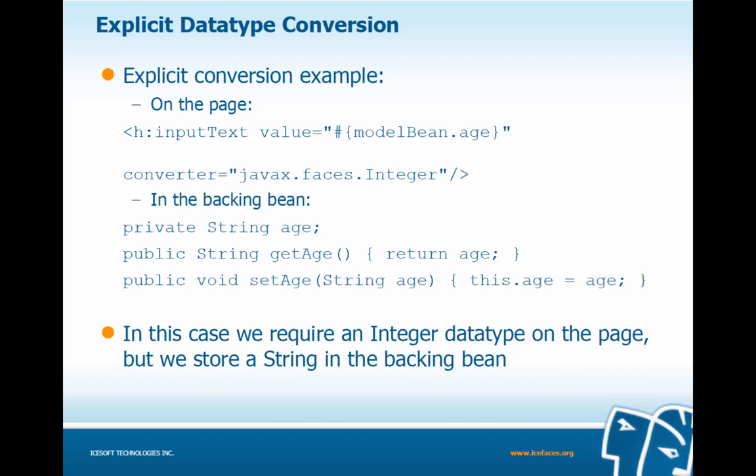Here's an example of explicit conversion. We have an input text with the converter attribute of data type integer. But in our backing bean, we have age as a data type string. Now in this case, we require an integer data type on the page, but we're going to store it as a string in our backing bean.